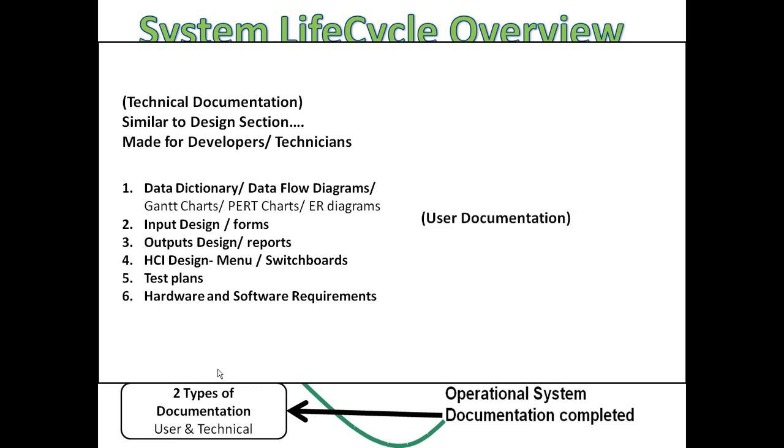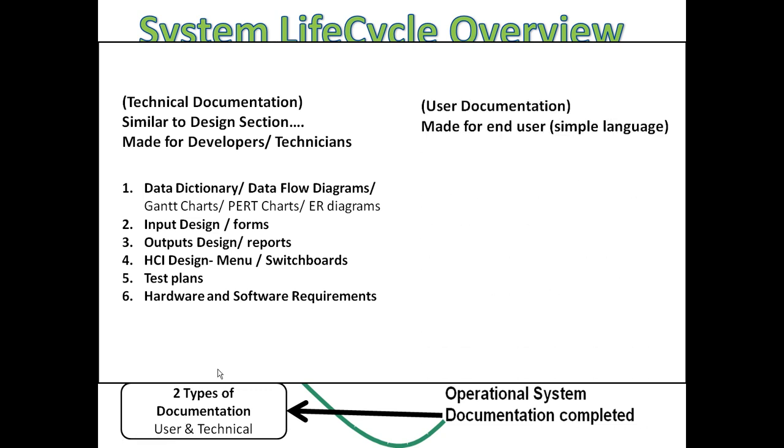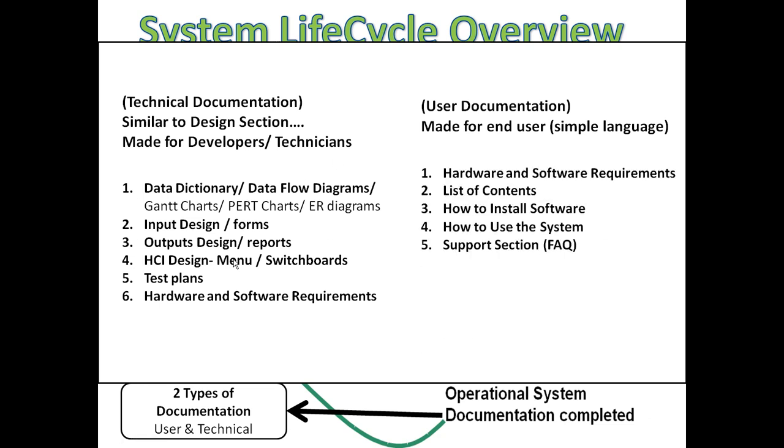The user documentation is made for the end user. Okay, it's got very simple language. They don't need to know all this technical stuff. They only want to know how the system works. So they'll need to know what hardware and software is required to run it. They'd want a list of contents so they don't have to read the whole document. They would have how to install the software, which is very important, so they can get it working, how to use the system, and then how to contact support if they have any problems. Things like frequently asked questions, or how to ring up a help desk, if that makes sense.